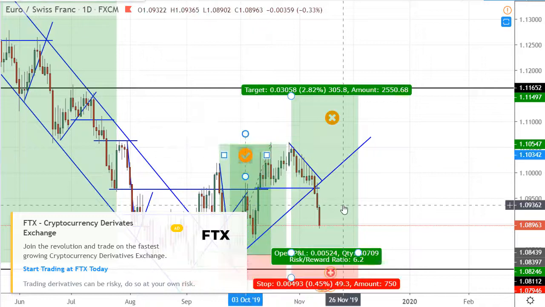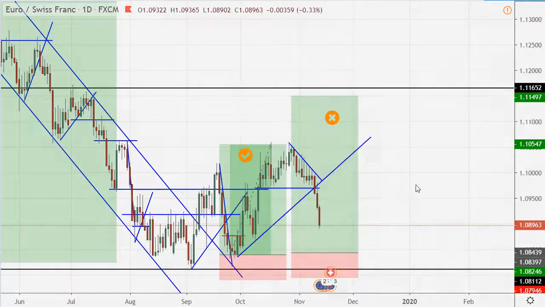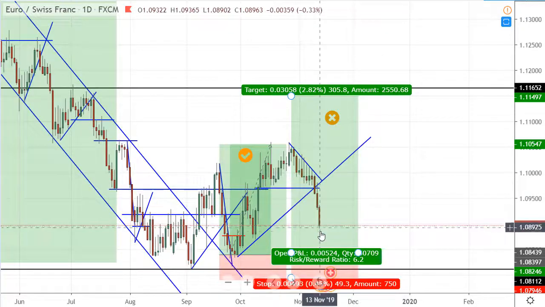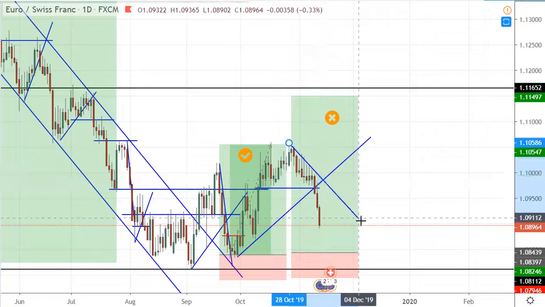This is what I'm looking for. This was a good trade. This was something that is not on the table anymore. Why? Because we have strong bearish momentum. We are dropping like a stone. So we really need some new ideas here.